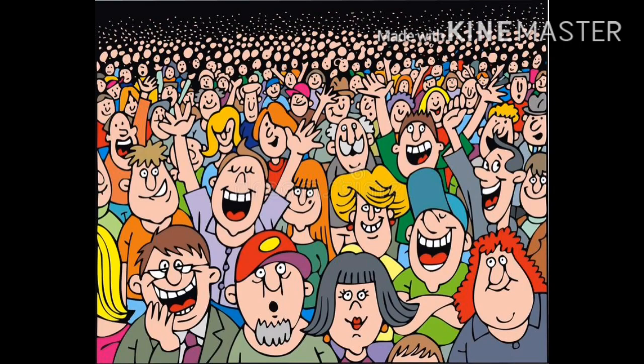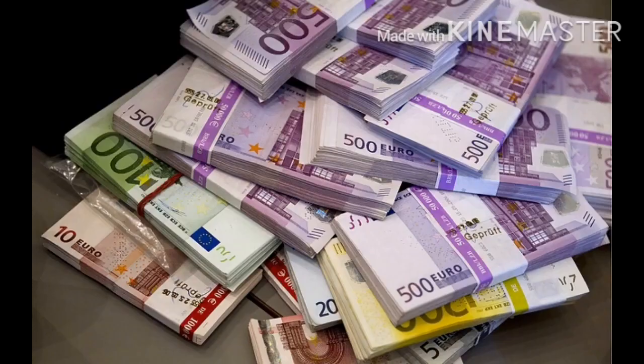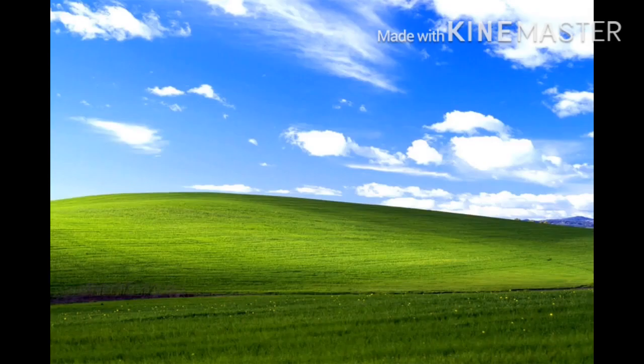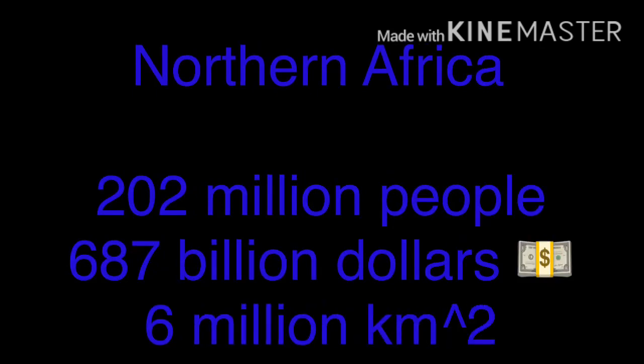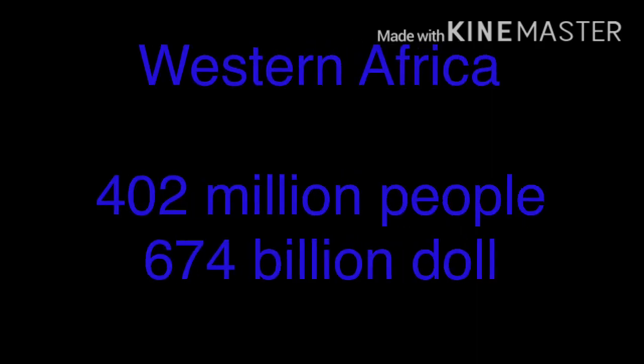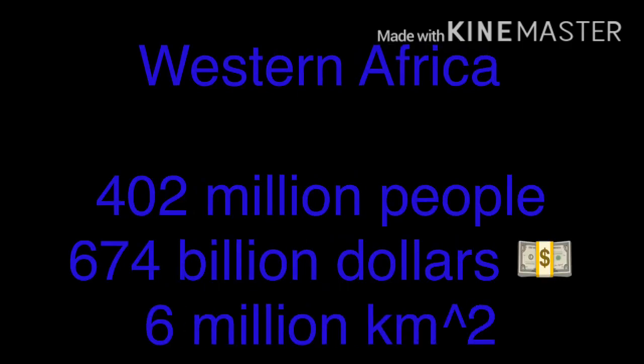Let's look at the regions in terms of their population, their nominal GDP and their land area. I will be rounding off these figures. Northern Africa has a population of 202 million people, a nominal GDP of $687 billion and a land area of 6 million square kilometers. Western Africa has a population of 402 million people, a nominal GDP of $674 billion and a land area of 6 million square kilometers.